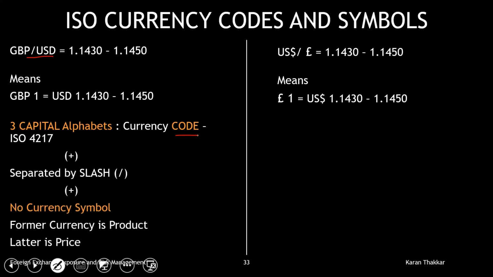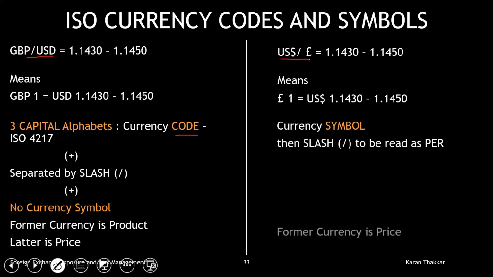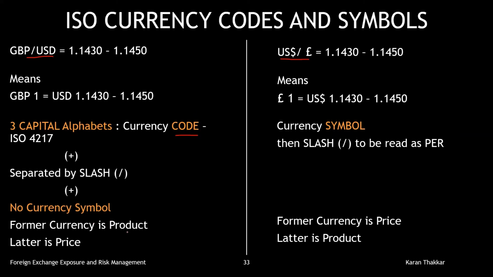But if you have currency symbols which are used, the slash sign has to be read as per, and so this would be read as US dollars per pound. So the former currency is the price and the latter currency is the product. Please make sure you remember this as it is very important. The examiner can confuse you here. If currency codes are used, the former is the product and the latter is the price, whereas if a currency symbol is used, the former currency is the price while the latter one is the product.